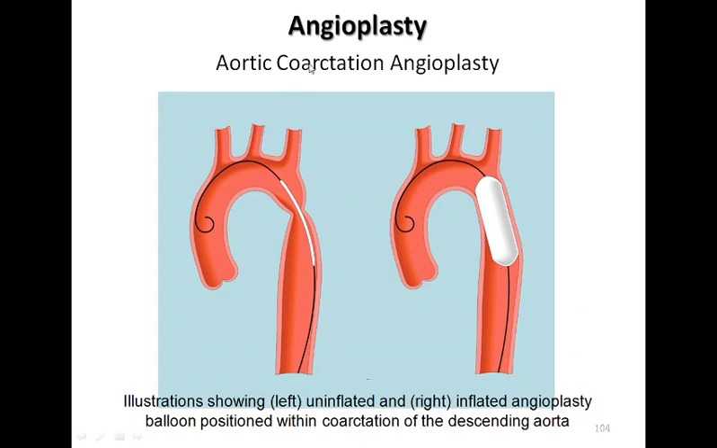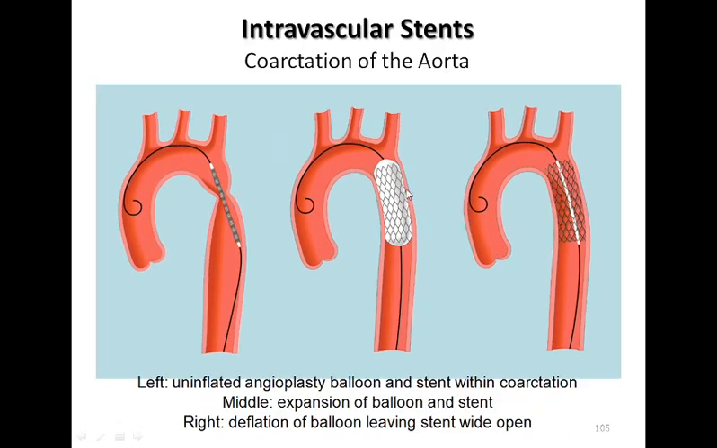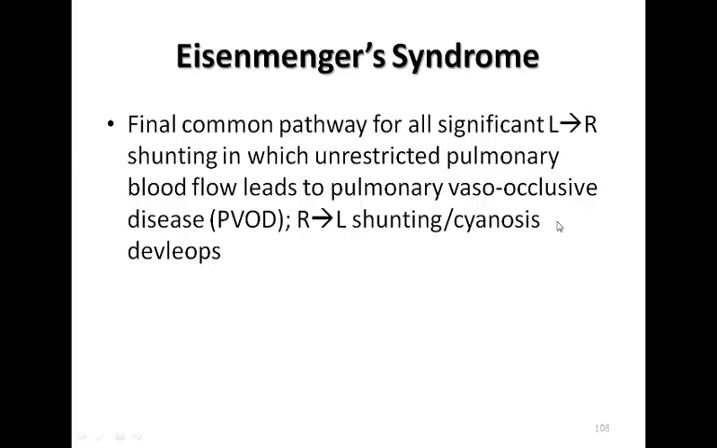And also for the coarctation, we can do aortic coarctation angioplasty. Here you can see they put in the balloon, and otherwise you can put in a stent and leave it there in the artery to prevent the collapse of the artery.